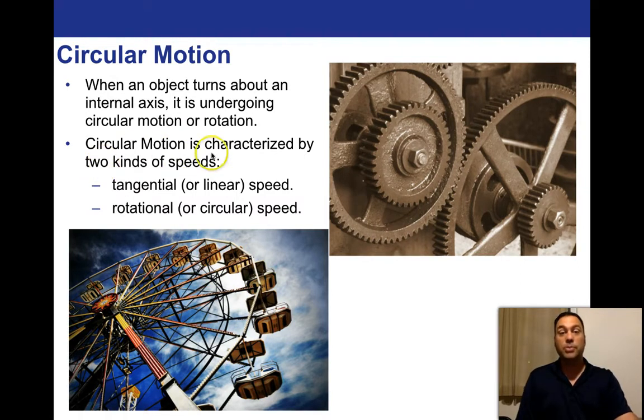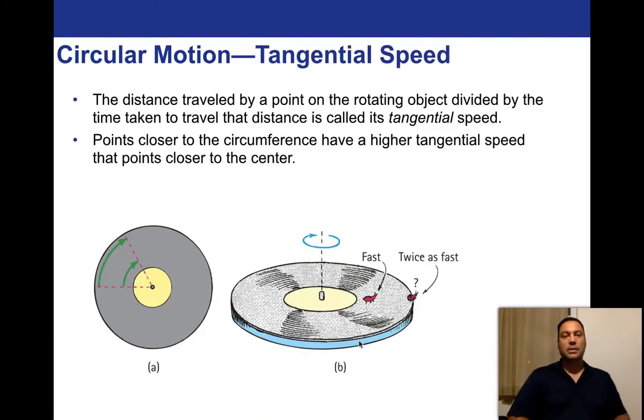This circular motion is characterized by two kinds of speeds. There's tangential, which is linear speed, and there's rotational or circular speed. And as we go through here, you'll find that there's a different speed for going in this direction versus what would happen if you let go and you kept going off in a straight line. What would happen there? And they're different speeds. And that's what makes circular motion sometimes not so intuitive. But we're going to work through it. Okay, so let's jump right in and talk about circular motion with respect to tangential speed.